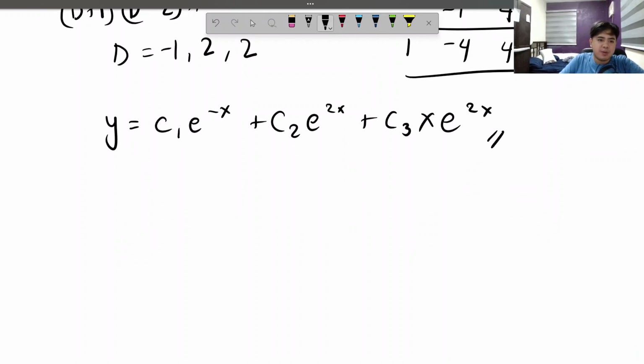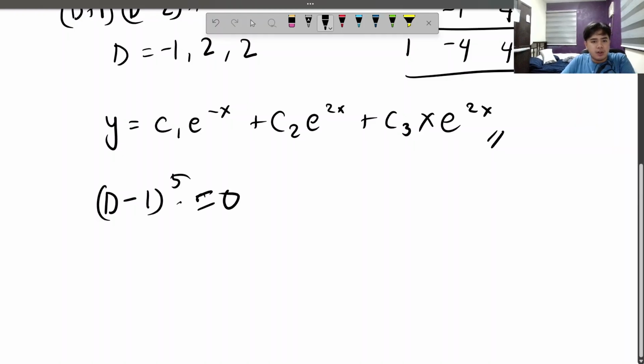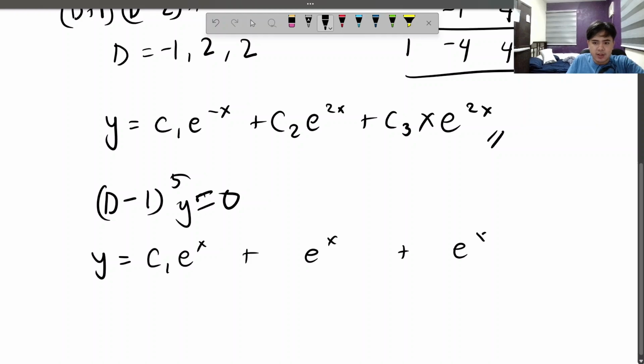Now, for example, maybe you have d minus 1 quantity to the 5th equals 0, right? So it's going to be harder, but it's going to be successive powers of x, like this. So first you set up everything. e to the x plus e to the x. You have to do this 5 times because there are 5 roots of the same thing. Hold on.